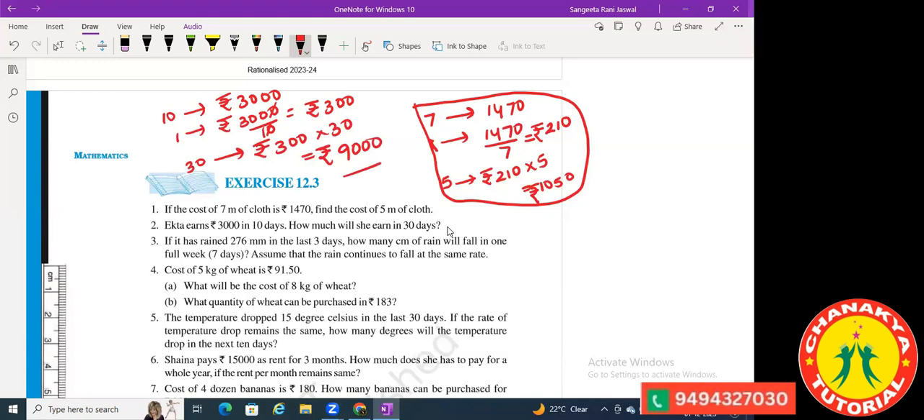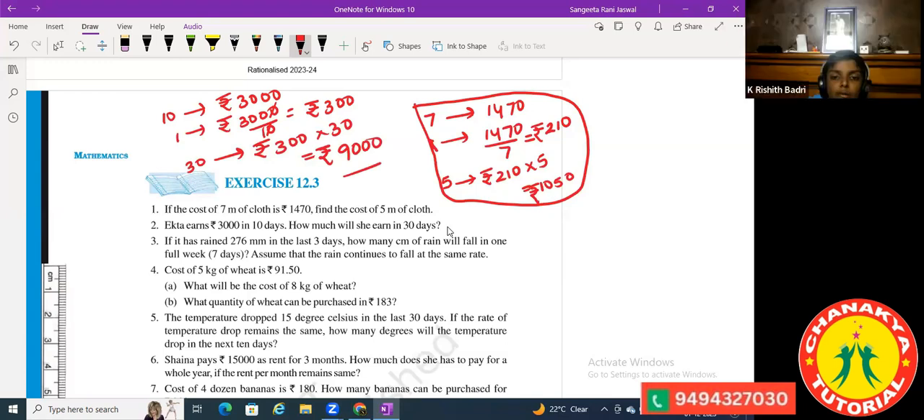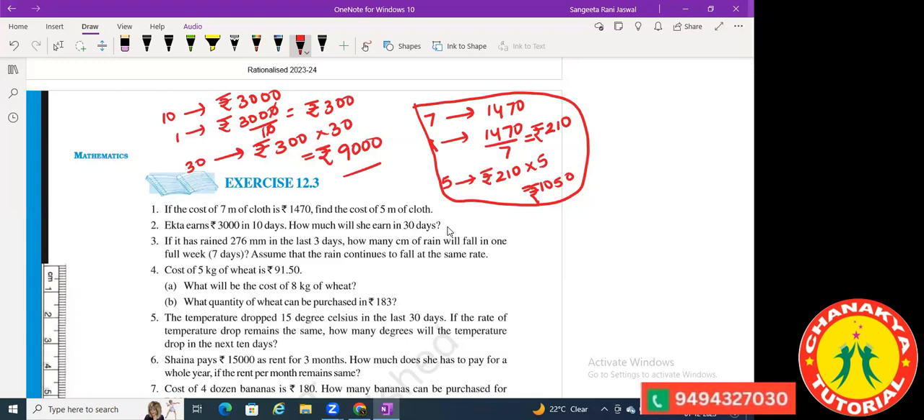So can you write it in the proper statement form? Please write. I wrote it already. Great, very good. Others should also write.